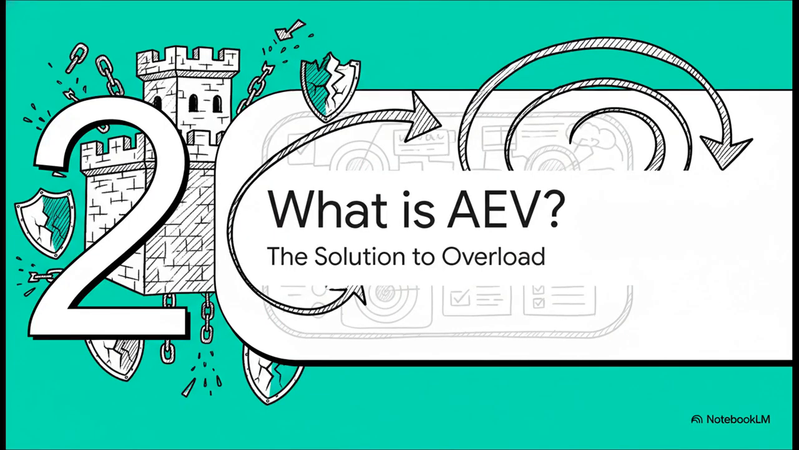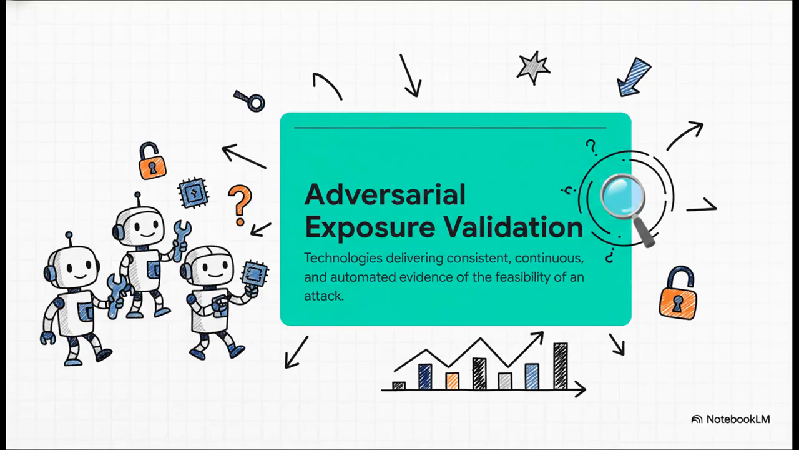So what is the solution to this whole fortress problem? Well, according to Gartner, it has a name: Adversarial Exposure Validation, or AEV for short. Now, the formal definition is right there, but what does that actually mean in plain English? Just think of AEV as having a friendly, automated team of hackers working for you 24/7. They are constantly and safely simulating real-world attacks, and the whole point is to give you hard evidence, not just theory, about which of those cracks in your fortress are actually dangerous.